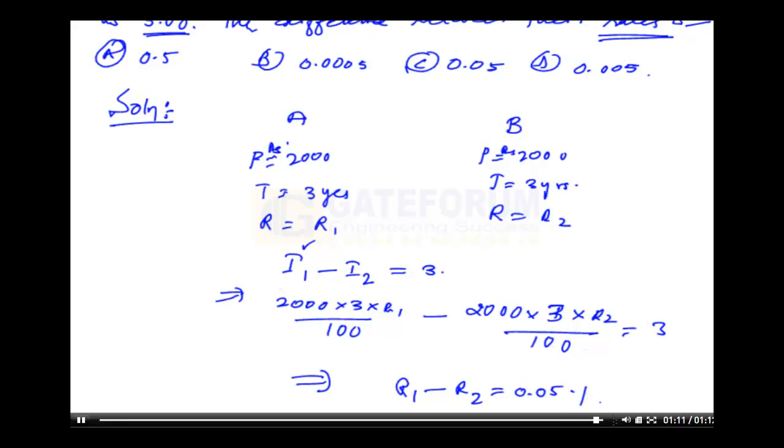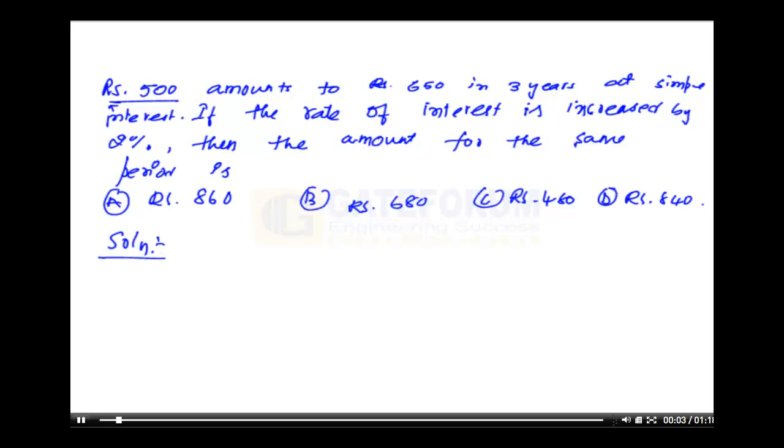An amount of rupees 500 amounts to 650 in 3 years at simple interest. Now, if the rate of interest is increased by 2%, then what will be the amount for the same time period? Initially, the principal was rupees 500.